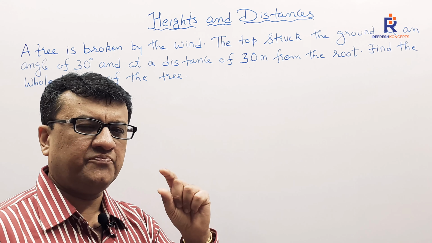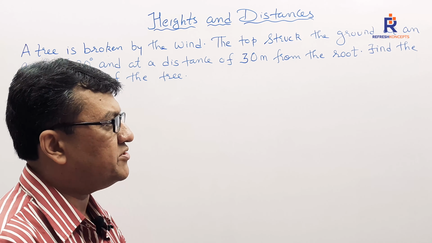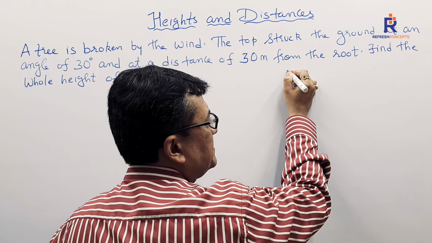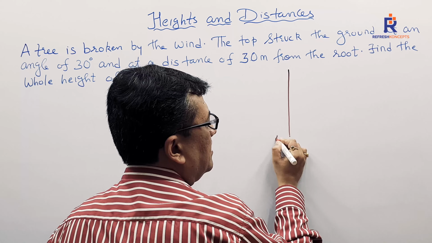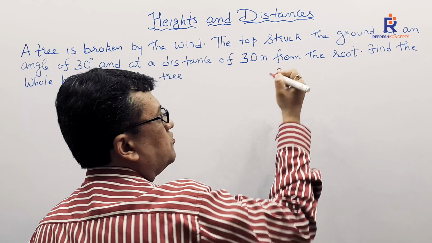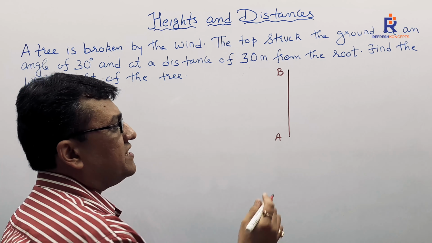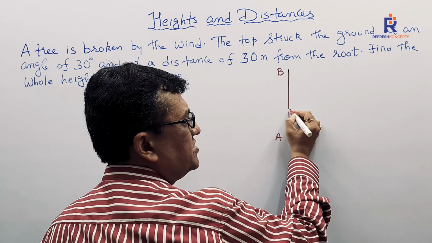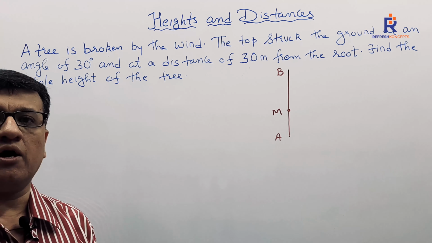I know right now the picture is a bit murky, but I think it becomes very clear the moment we draw the diagram. We intend to find out the whole height of the tree. So let me say the whole height of the tree be AB. Let M be the point here from where the tree is broken down.